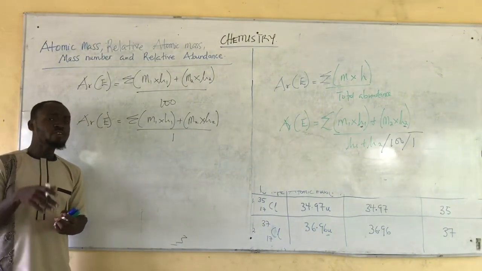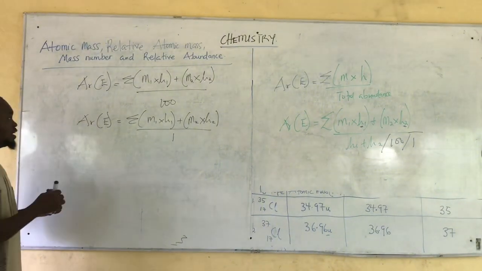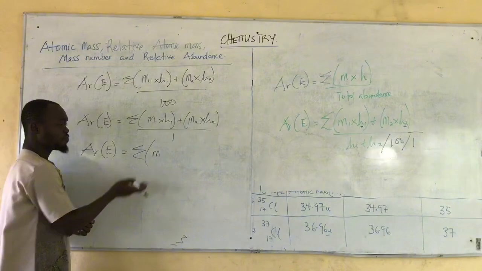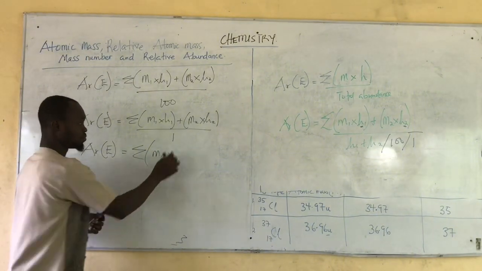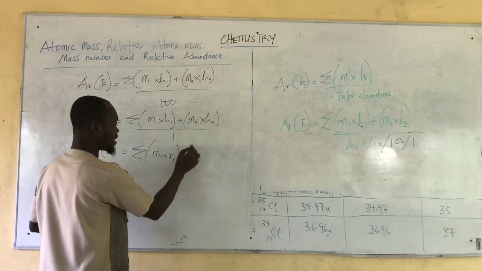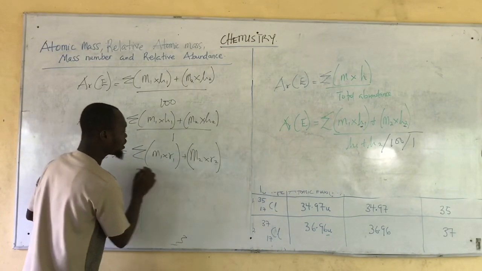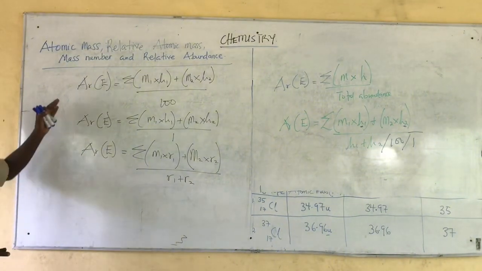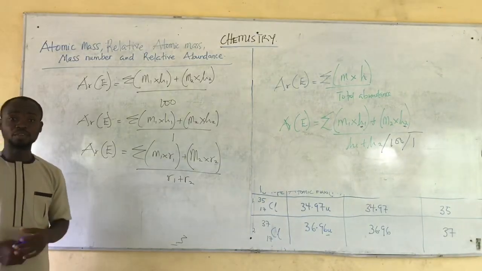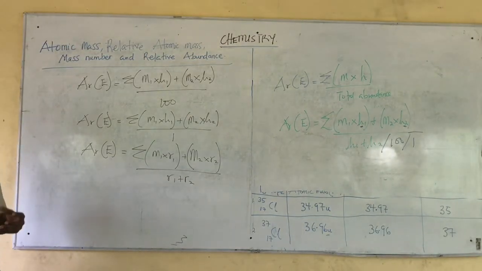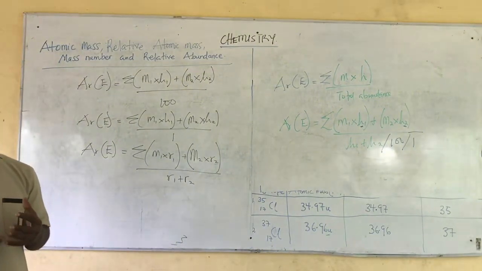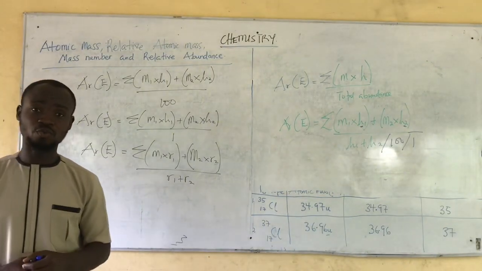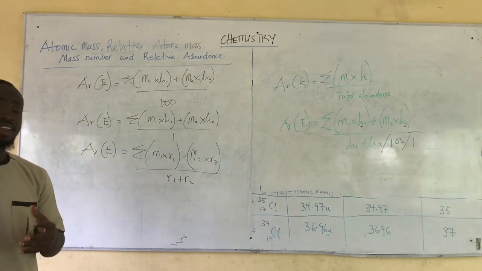Is that okay? If the abundance is expressed in ratios, then the Ar of the element will be equal to the summation of the mass of the first isotope times its ratio plus the mass of the second isotope times its ratio, all divided by the total ratio. Is that okay? These are the three relations we need to know in our minds anytime we are looking at how to calculate the relative atomic mass of an element involving isotopes, with the abundance being expressed in percentage, in fraction, or in the form of ratio. Is that okay? Now let's take an example to validate our ideology.